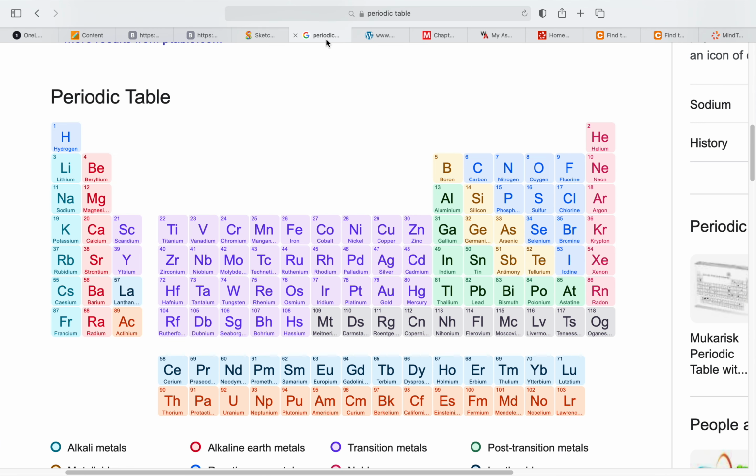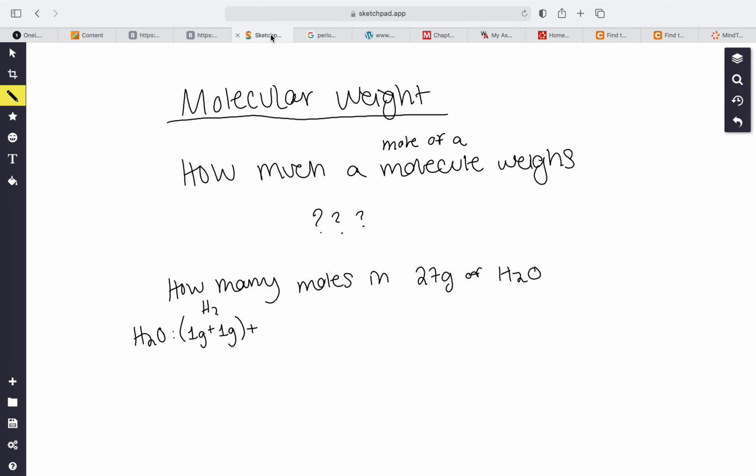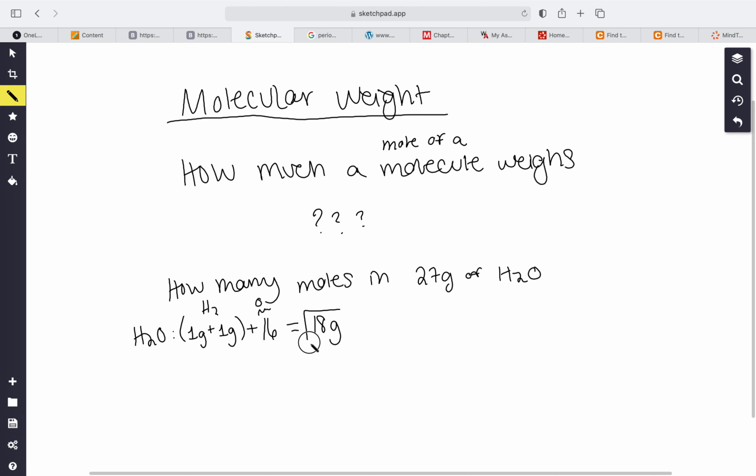Now I know oxygen off the top of my head is around 16, but oxygen is 15.999. We're just going to write 16 in there. You can write 15.99, but I'm just going to keep it as that. Okay, and then this should equal 18 grams. So that's how many grams are in a mole of water, it's grams per mole.